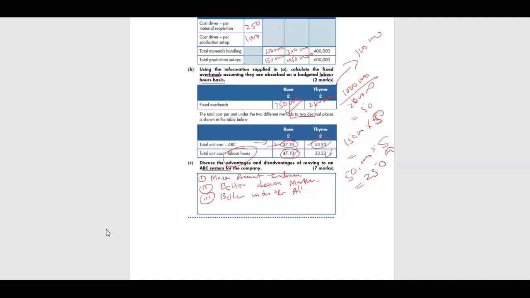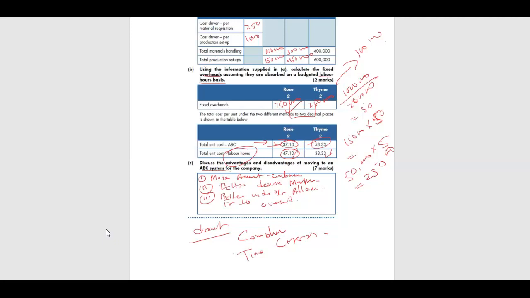Disadvantages: it is complex. Sometimes the management, they don't understand the ABC, and it is time consuming, so it will take more time than the traditional method. So these two are very common disadvantages. You can always write that, and it's only a 7 marks question. If you write 10 lines, that will be more than enough for that.